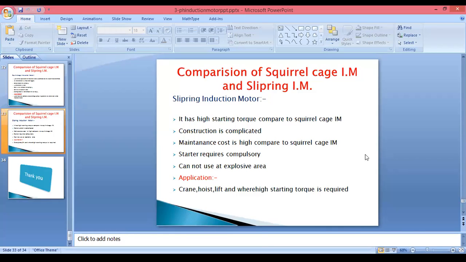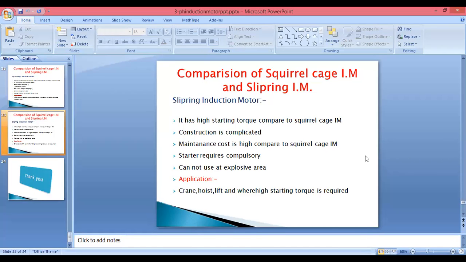Okay, so here we have finished about the constructions and the types of squirrel cage induction motor. We will see some numericals and the equations of the squirrel cage and slip ring induction motor in the next session. If anyone is facing any issue, you can ask me.